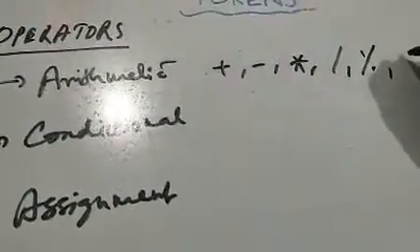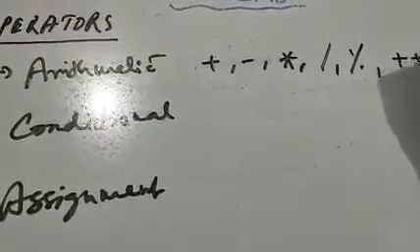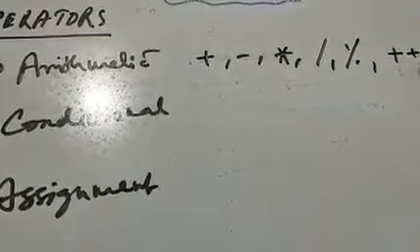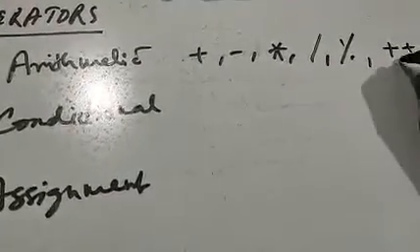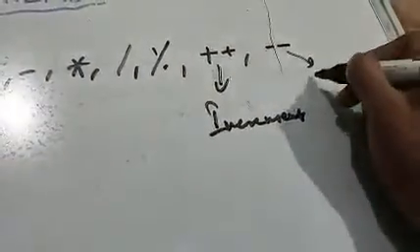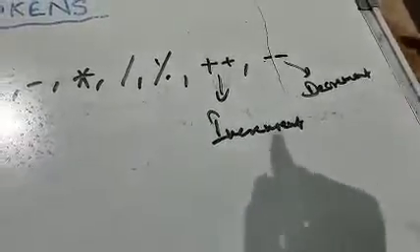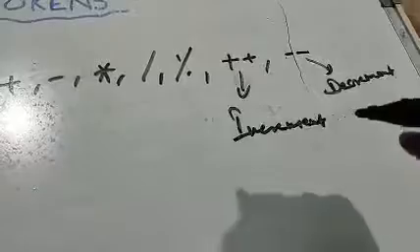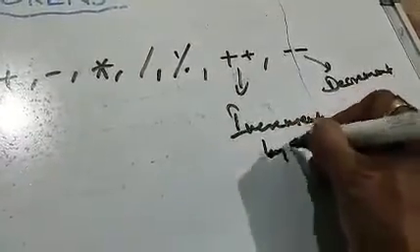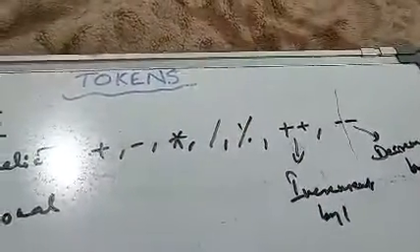Then there is another type of operator in arithmetic operators, that is plus plus and minus minus. That's called the increment operator, and this is called the decrement operator, meaning increase and decrease by one always. Okay, so let us understand this concept first.